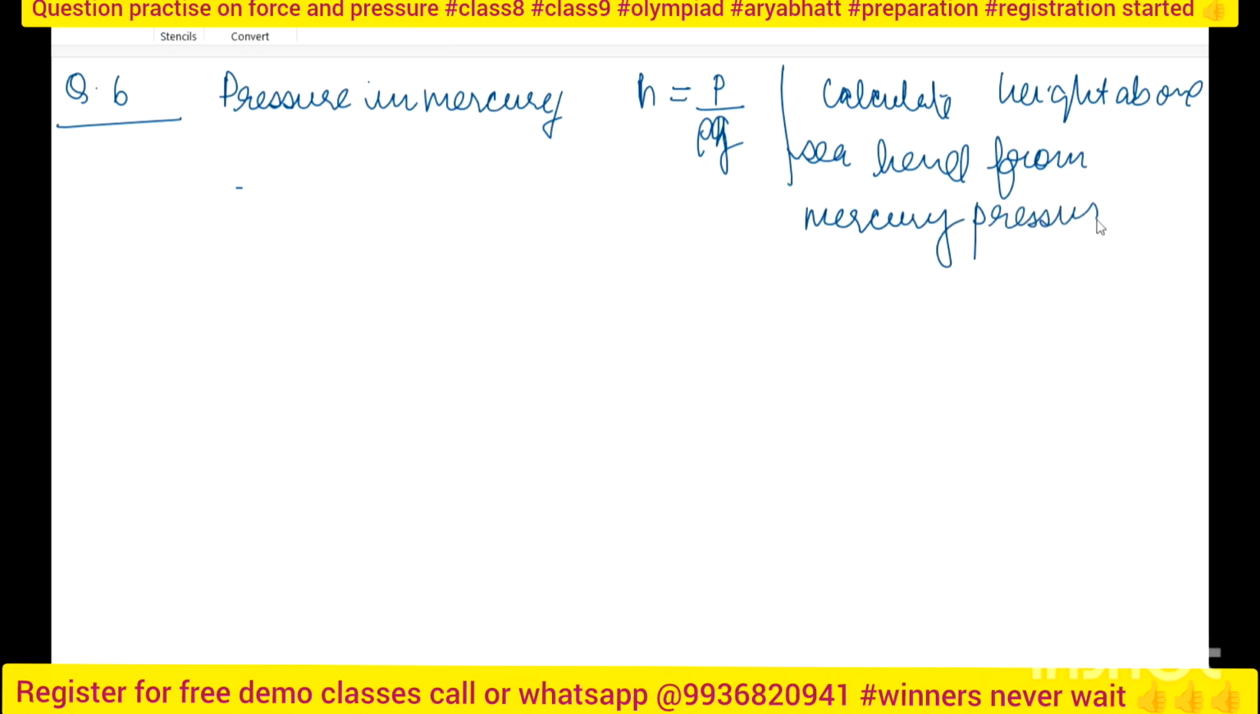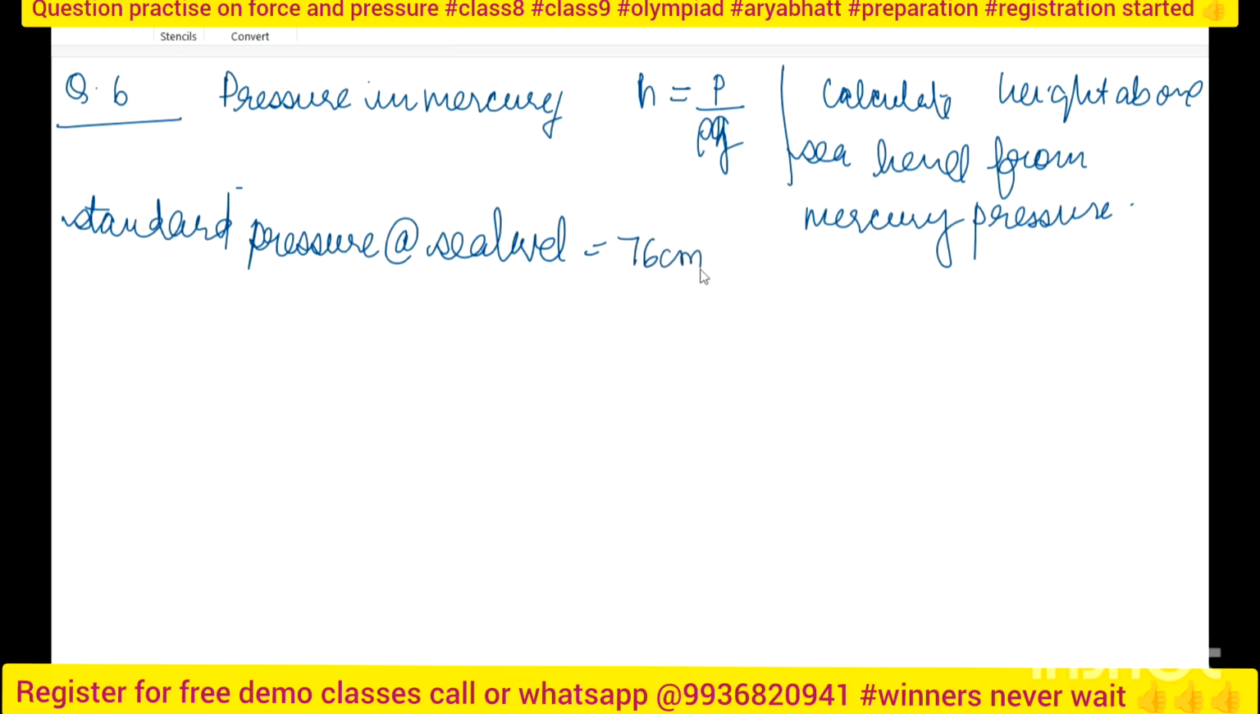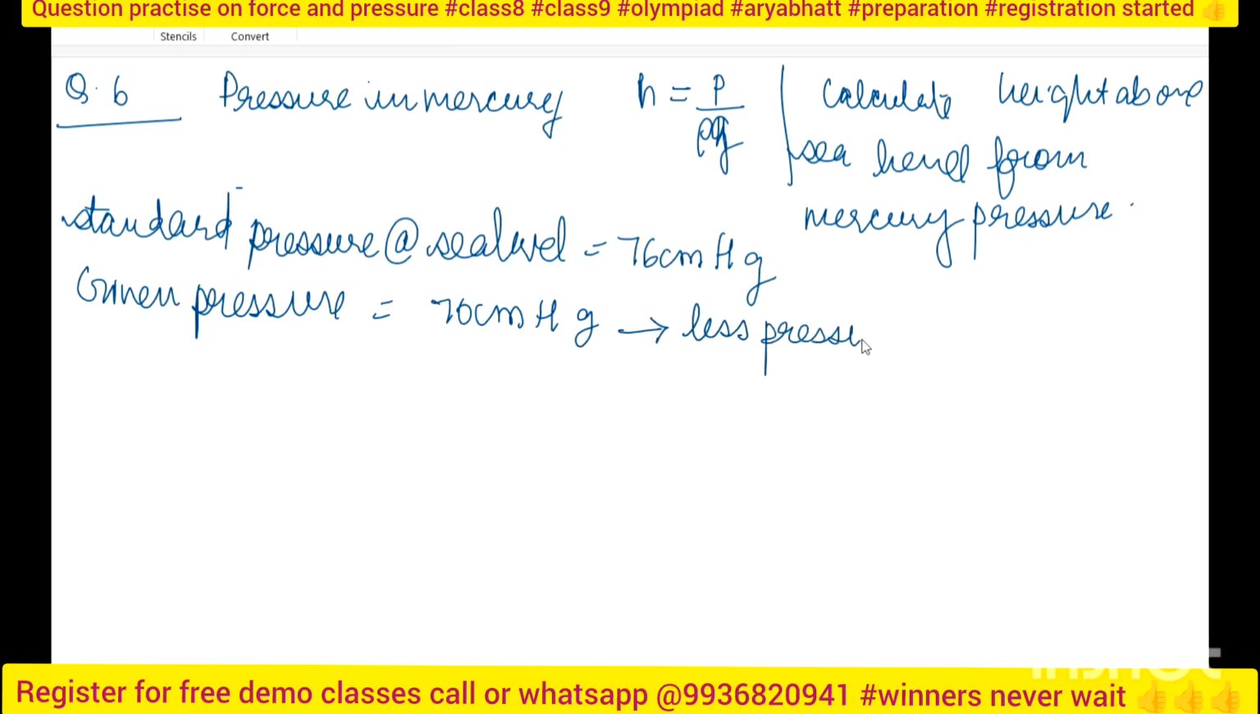This is our task. So, what is the standard pressure at sea level? 76 centimeter of Hg column, right? And the given pressure is 70 centimeter Hg. Since it is less pressure, I will say it is a higher altitude, because at a higher altitude there is less pressure. You understand this thing? Yes, ma'am.